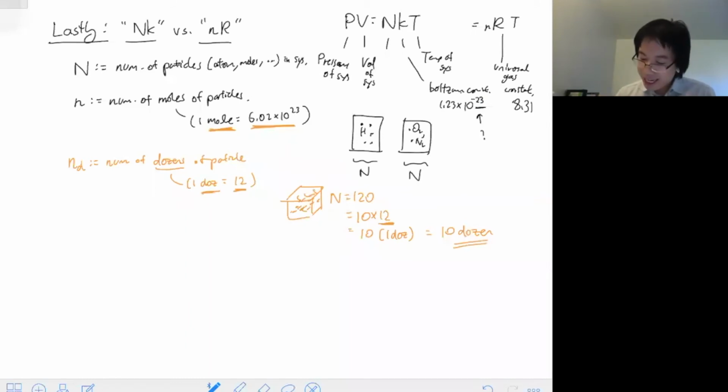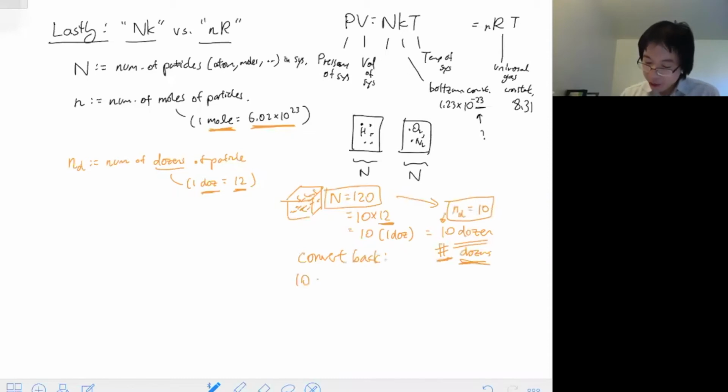And yeah, so here, what do you get? So what is ND? ND is 10. Okay. So if N is 120, then ND is 10. It's how many dozens. Okay, it's this number over here. How many dozens? Okay. So you can convert it back. Convert the other way. How would you do it? Let's say I have 10 dozens, right? So let me break it really down. So treat that as 10 times of one dozen. So there's 10 amount of dozens, right? But a dozen is 12, so it's 120.